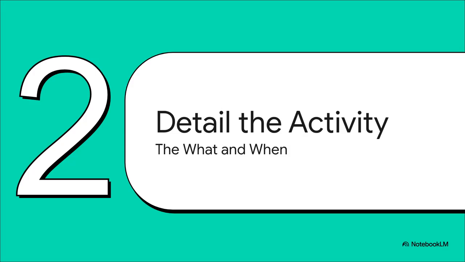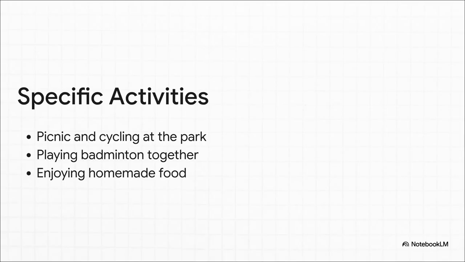Right. Moving on to Section 2, Detailing the Activity. Now we want to tackle those first 2 bullets by grounding our answer in specific, relatable details. For the first point, what the activity actually is, bring the information to life by listing specific, simple activities. You really don't need to invent something overly complex here. Just simple things like having a picnic and cycling at the park, playing badminton together, or maybe enjoying some homemade food. You want to convey that while it's a simple activity, it's something that always makes you feel relaxed and happy.